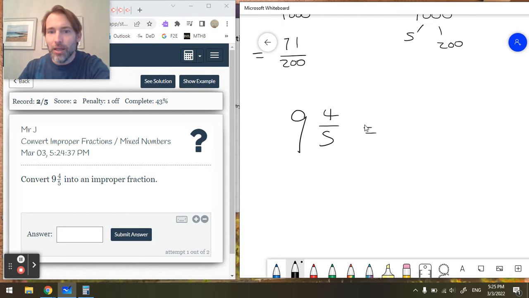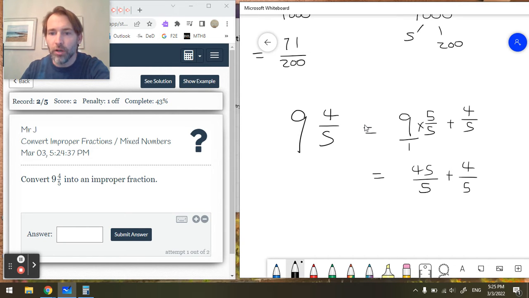Let's see why. When I find out how many fifths this is, I could say 9 times 5 over 5, plus 4 over 5. I'm not changing it. This is still 9, but I'm multiplying it by 1. That gives me 9 times 5, and this is 9 over 1. Top times top gives me 45 over 5 plus 4 over 5, and that's 49 over 5.